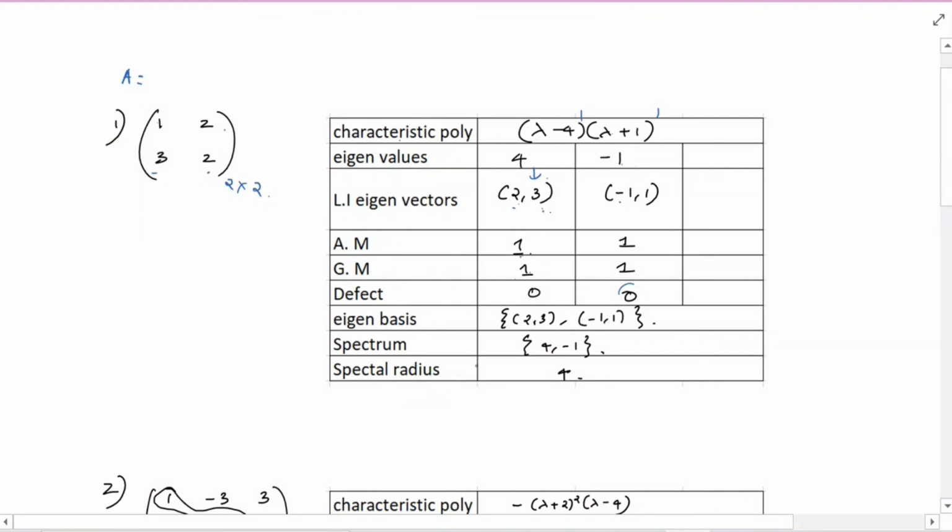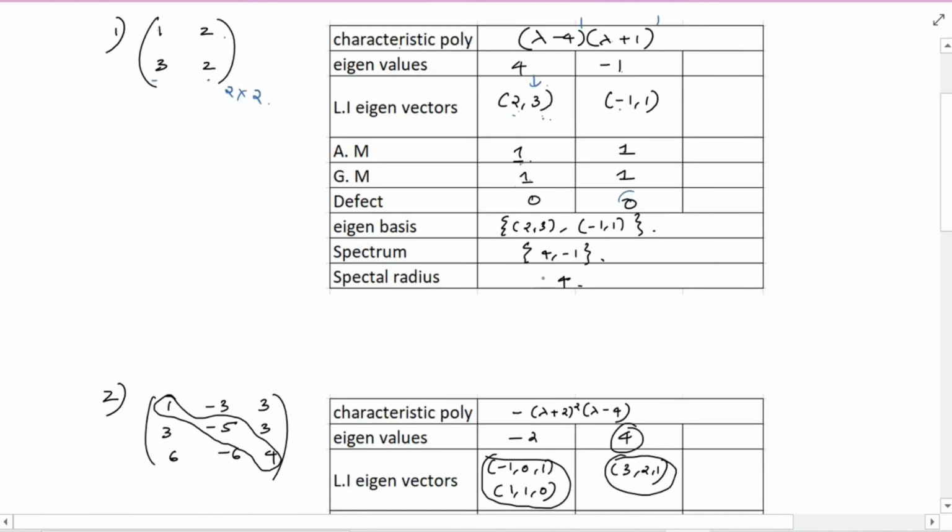Spectrum. Spectrum means the set of all eigenvalues. Eigenvalues are 4 and minus 1. So the set 4 comma minus 1 will be the spectrum of the given matrix. Spectral radius means the maximum of the absolute values of the eigenvalues. The maximum of the eigenvalues is 4. So the spectral radius is 4.